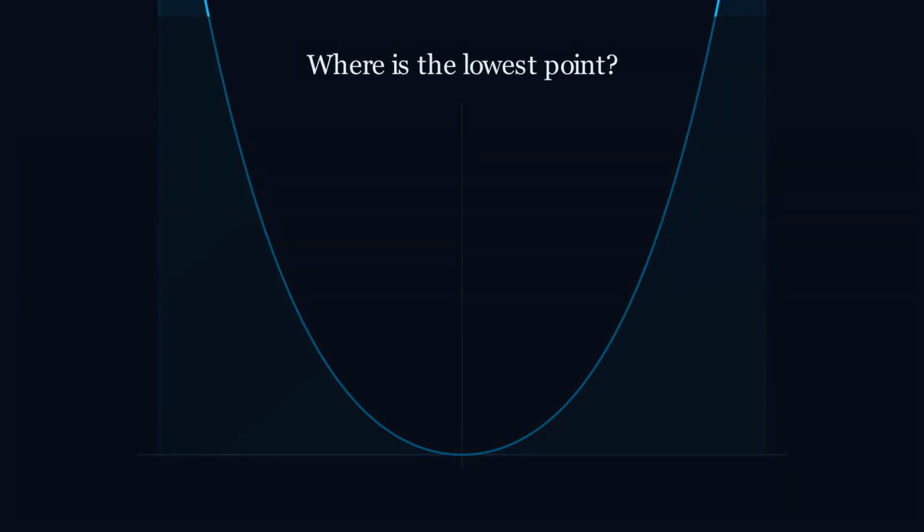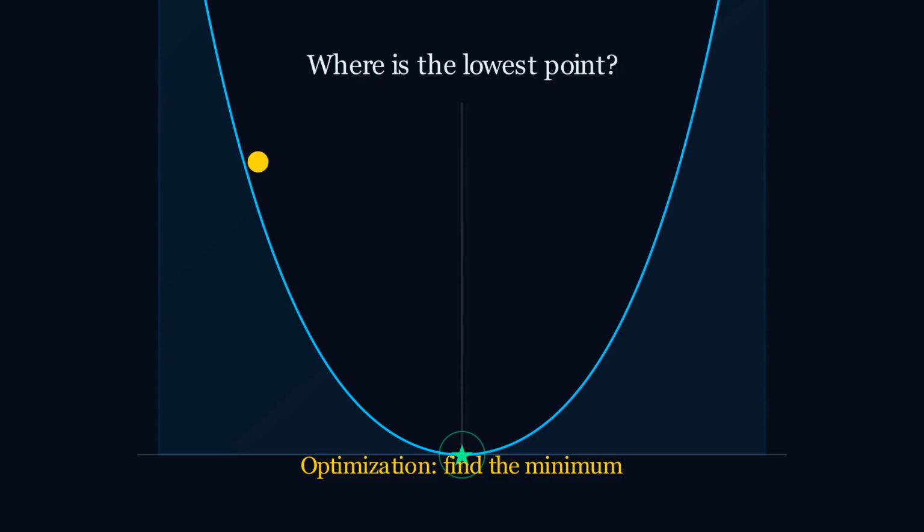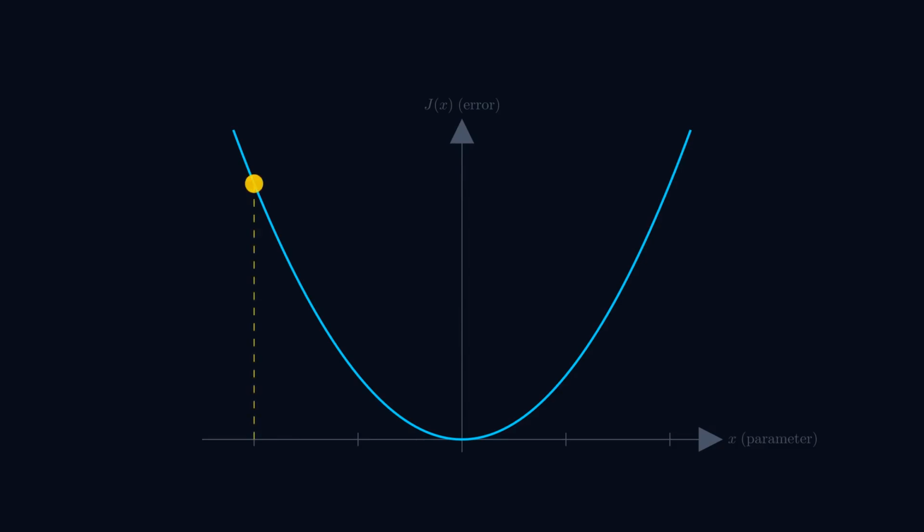This single problem, finding the minimum of an unknown landscape, is the core challenge of machine learning optimization. And the elegant solution discovered decades ago still powers every AI system running today. In machine learning, that mountain becomes a loss function. Replace the terrain with a mathematical surface, where height represents how wrong your model's predictions are. Up here, enormous error. Down here at the bottom, near-perfect predictions.